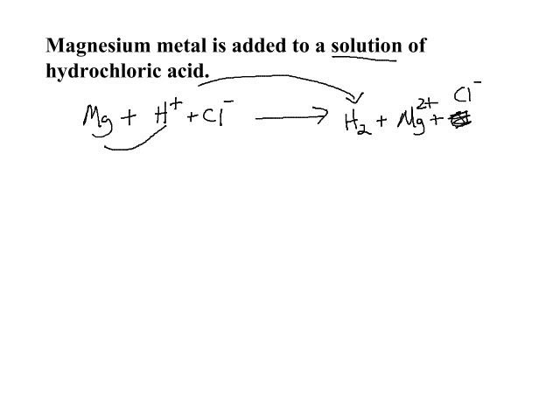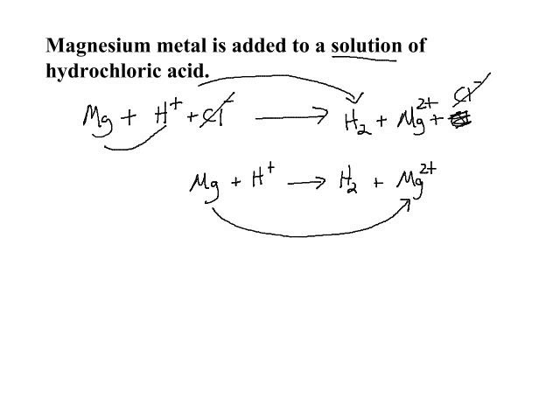That would be ionized on the right. If you look at your spectator ion, it's going to be the chloride ion. So if we write our net ionic equation, we've got magnesium plus the hydrogen ion being converted into hydrogen gas and the magnesium 2+ ion. So the general format: the metal went to a metal ion, the hydrogen ion went to hydrogen gas.